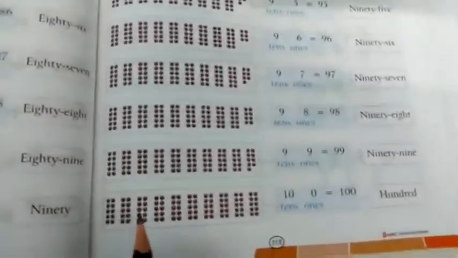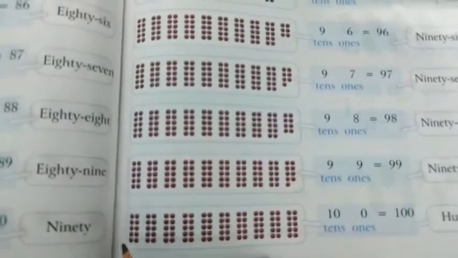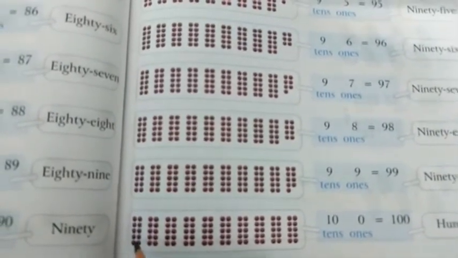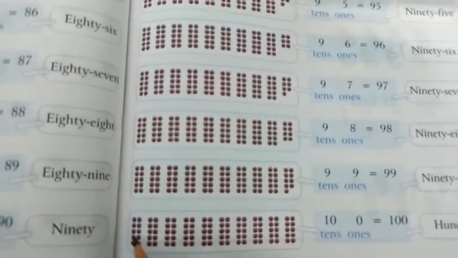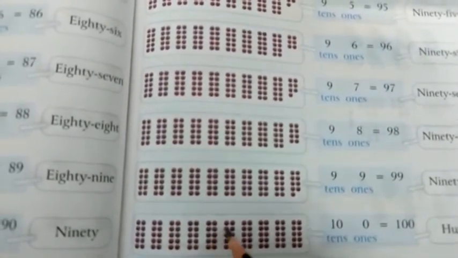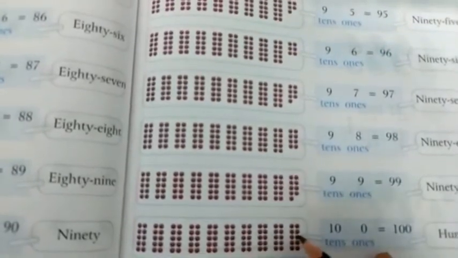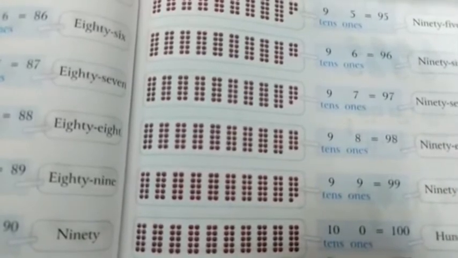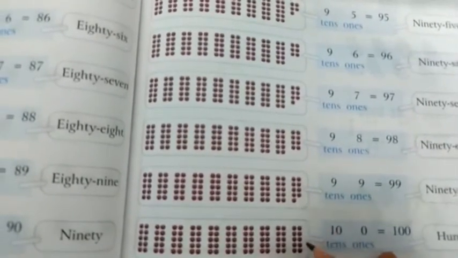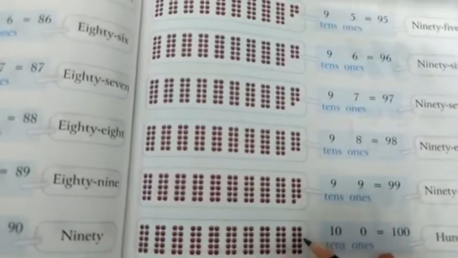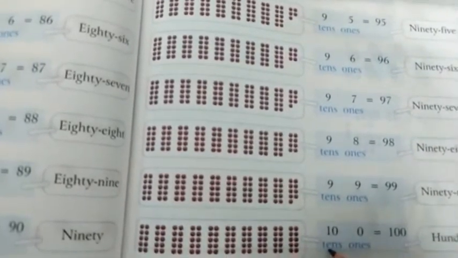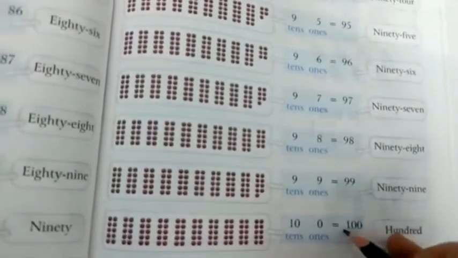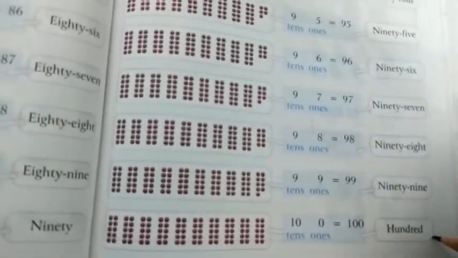And we'll see the last one. You know, this one column or one group of dots is of 10. So 1, 2, 3, 4, 5, 6, 7, 8, 9, 10. So 10 tens. 10 tens means what? It's 100. And here not a single thing is there in ones. That's why 10 tens, 0 ones is equal to 100, and the number name is 100.